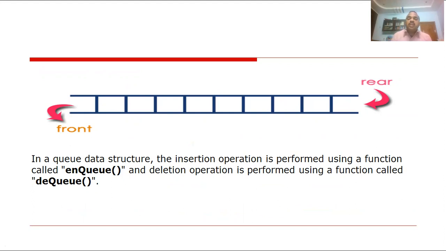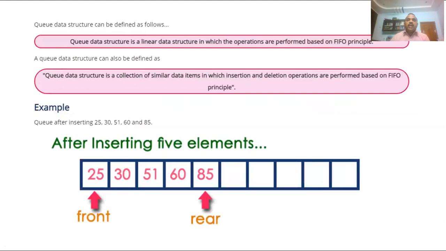NQ means insert queue. Clear? So in a queue data structure, the insertion operation is performed using a function called NQ. So this is called insertion. And delete operation is performed using a function called DQ. Delete queue, insert queue. NQ, insert queue, insert an element into the queue. DQ means delete an element from the queue. Clear?